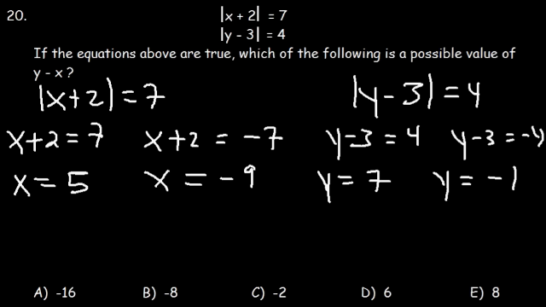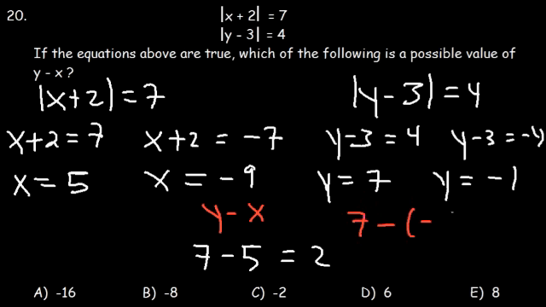So we need to see what combination will give us one of the answer choices that are listed here. So y minus x. Starting with 7, if we choose 7 for y, we can subtract 7 by the x value of 5, which is 2. So 2 is not listed as an answer. We can also take the y value of 7 and subtract it by the x value of negative 9. 7 minus negative 9 is positive 16. And that answer is not listed here. So now we've used up y. So now let's try the other y value.